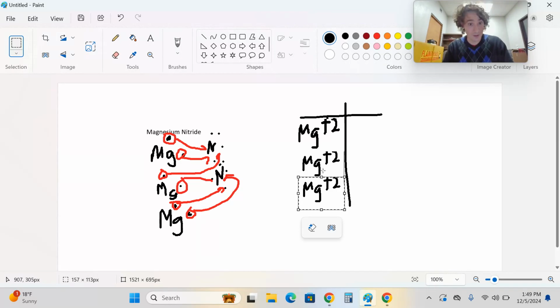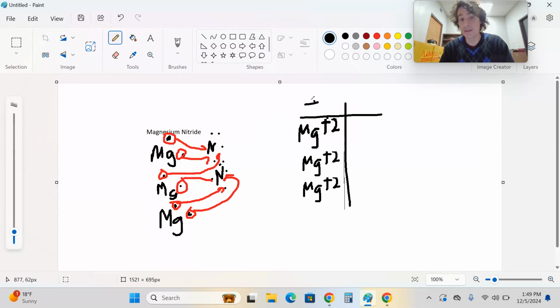So we have 3 of these, right? Because we needed 3. The positive sides sum to positive 6. So then I can do the same on the anion side. We have 2 nitrogens. And these are now nitrides. I should be technical, right? These are nitrides. They have a -3. And you're like, -3? They gain 3 electrons, right? So I have 2 of these -3s.